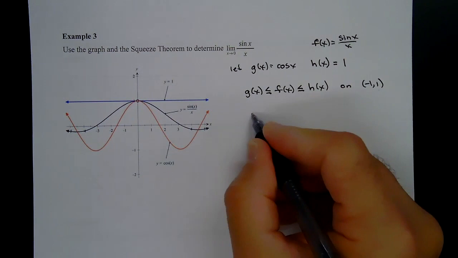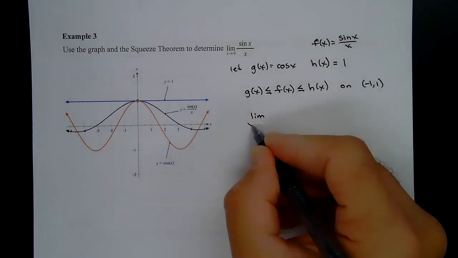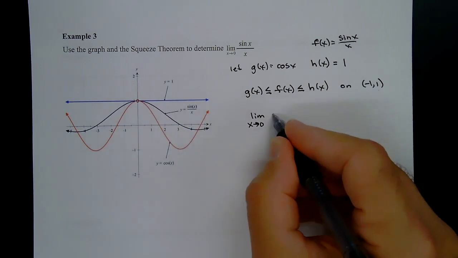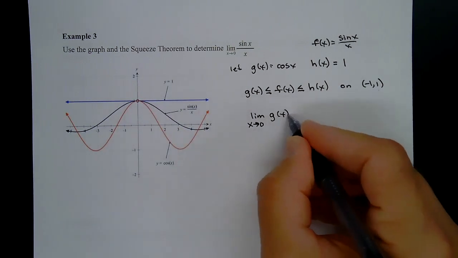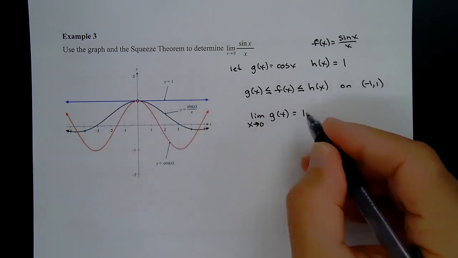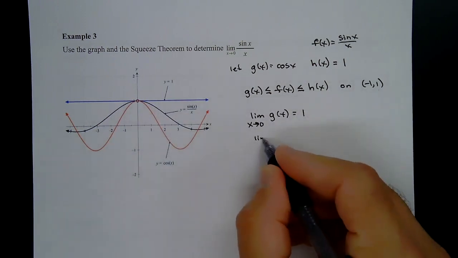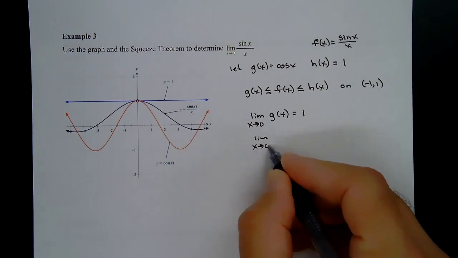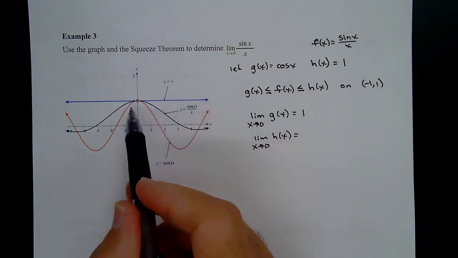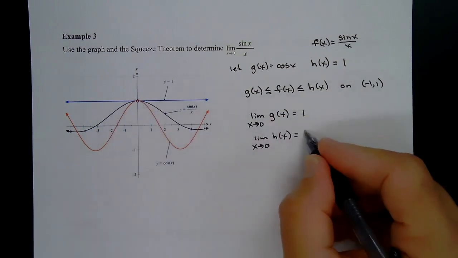So what do we know about the limit as x approaches 0 of this one that's underneath, g of x? Well, what is that approaching? It's approaching the value of 1. What's the limit as x approaches 0 of h of x? Well, it's also equal to 1. In fact, it stays 1.